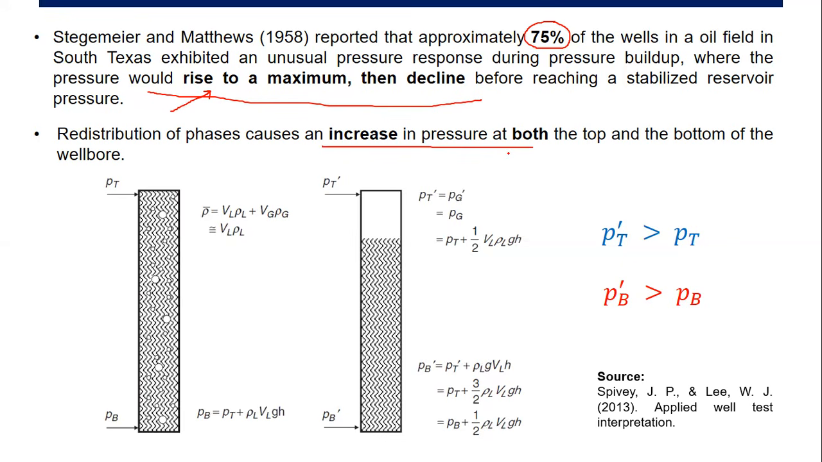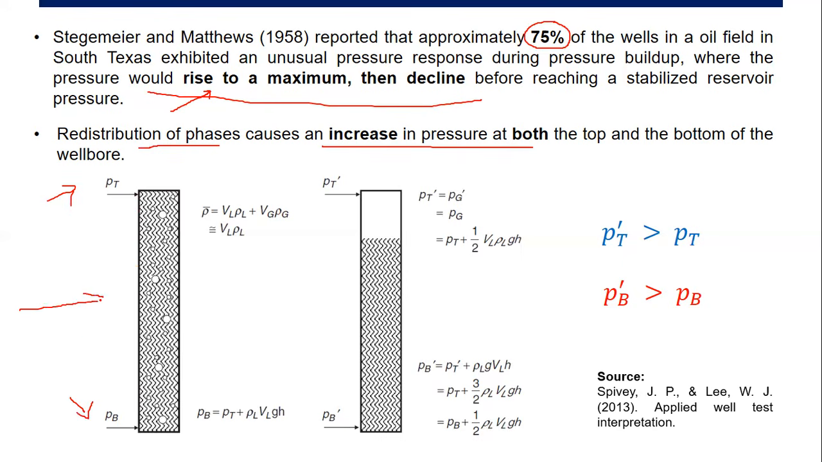In pressure transient analysis, we usually call it pressure hump. So 75% of wells in oil field in South Texas usually exhibit the pressure hump during the well testing. Why? It's because redistribution of phases, which causes increase in both the top and the bottom of the wellbore. So here we have PT and we have PB. It's the top pressure and bottom hole pressure.